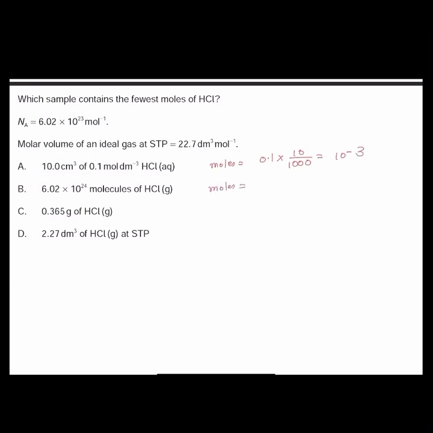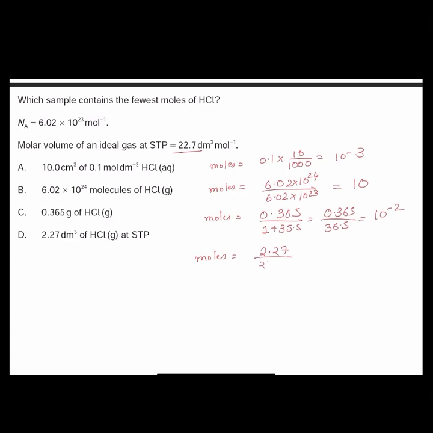Option B, moles would be the number of molecules divided by the Avogadro number, which is 6.02 times 10 to the power of 23. If I simplify this, I'll get 10. We need to find the fewest moles, so we can eliminate B from here. Let's find C. Moles would be mass, 0.365, divided by the molar mass of HCl; hydrogen is 1, chlorine is 35.5, so 36.5. If you simplify this, you should get 10 to the power of minus 2. And the last one, moles would be, at STP, the given volume divided by the molar volume. Molar volume is 22.7. So if you simplify, you'll get 0.1. Out of these, we see that the smallest value occurs at option A. So option A contains the fewest moles of HCl.